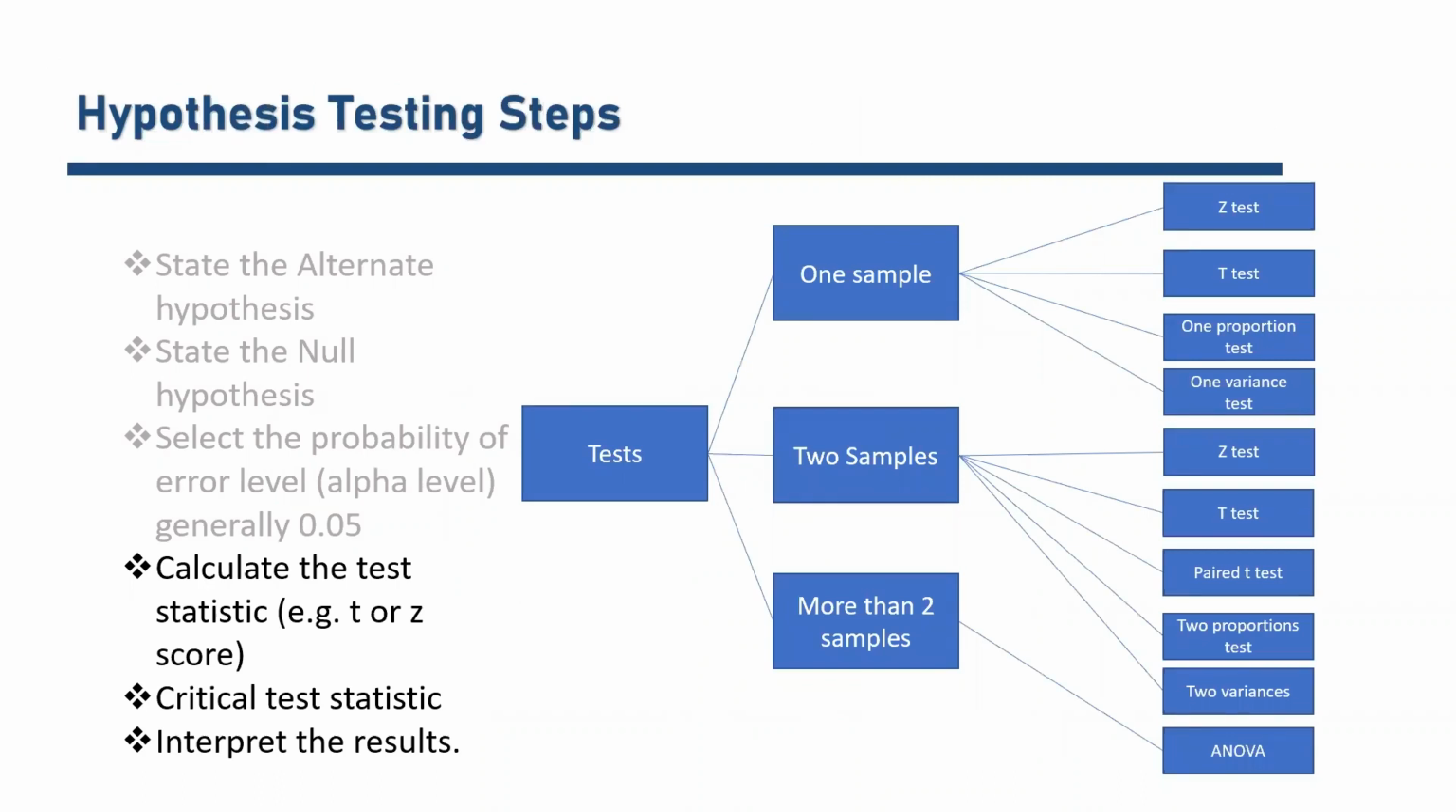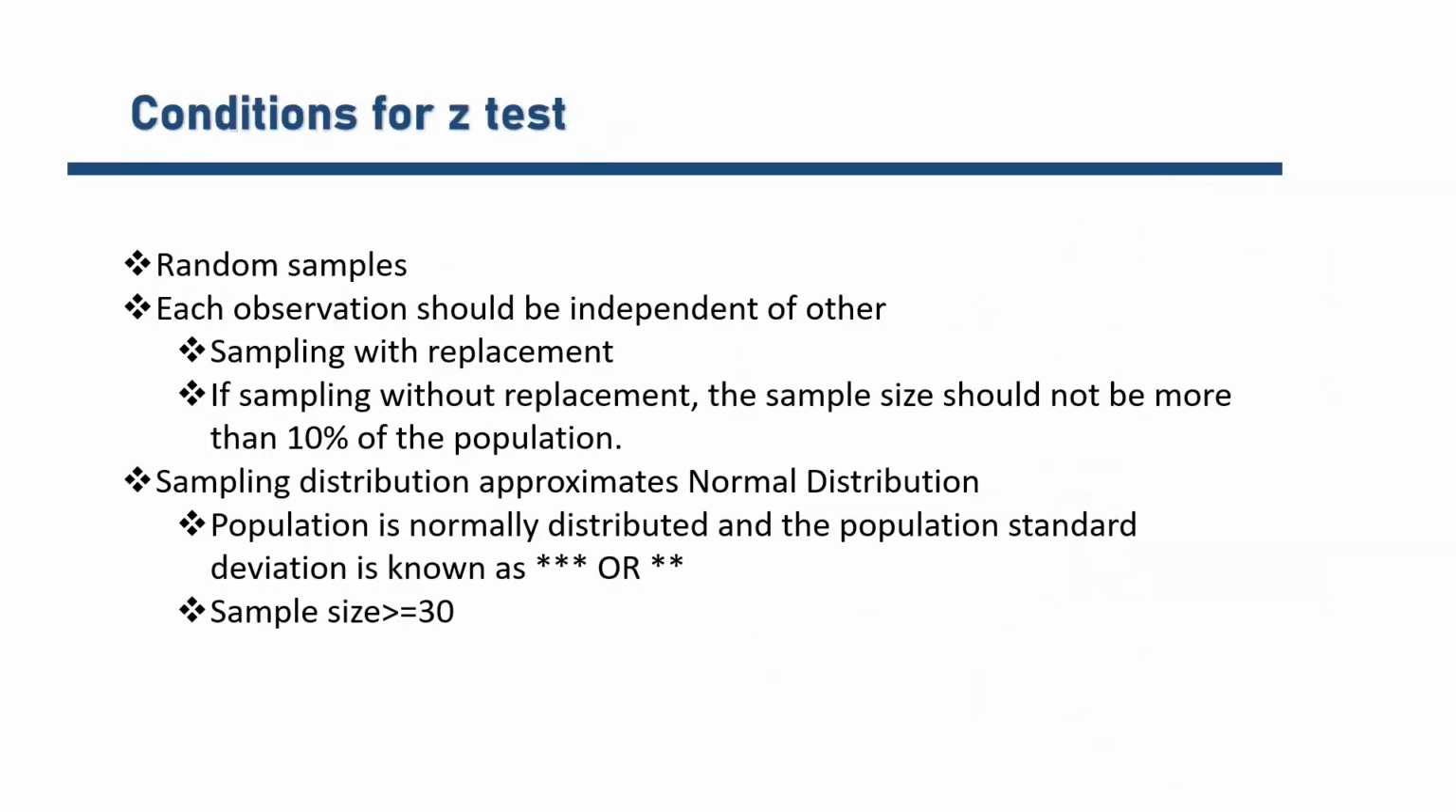So if you remember the hypothesis testing steps, we covered the alternative hypothesis, the null hypothesis, and the probability of error level, which was 0.05, right? Next, we calculate the test statistic. This test statistic can be either the T score or the Z score. Based on that result, we compare it with the critical test statistic, where the P value will also come, and we interpret the result, whether to accept or reject. Now, conditions for a Z test. Before I start, I will try to make sure that these are generic.